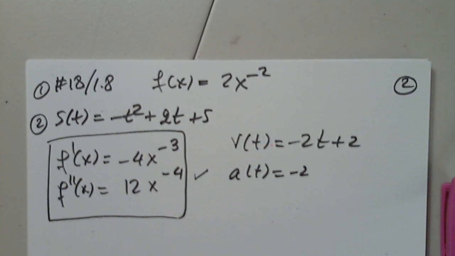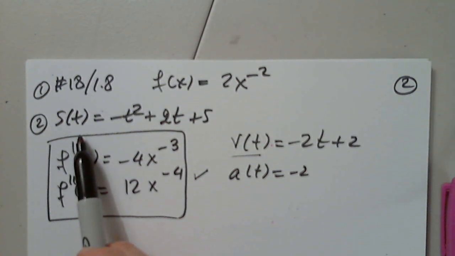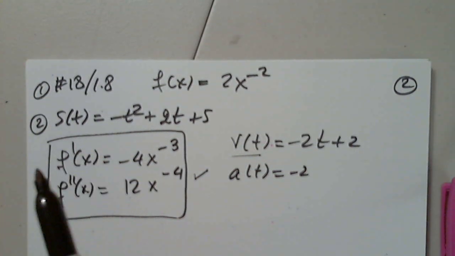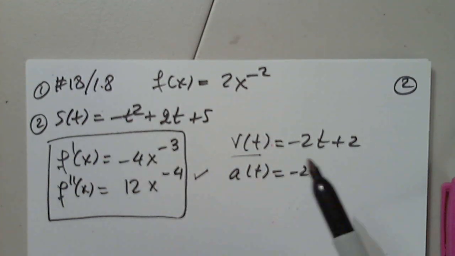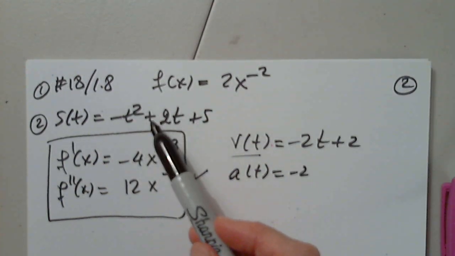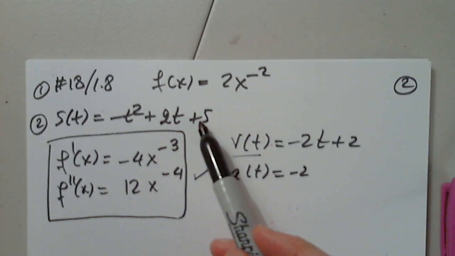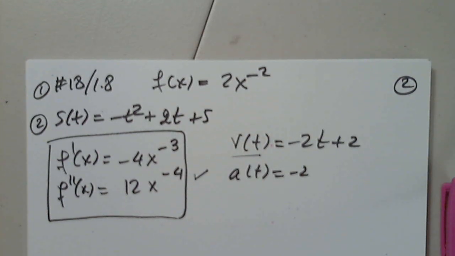It doesn't matter. I don't need to see the problem. But how did we get that? How do we get the velocity from the distance? Yeah. We bring down 2, we multiply by negative 1, we subtract 1 from the power, we differentiate 2t to get 2, we differentiate 5 to get 0. Oh, so it's the same thing as the other derivative. Oh, okay, I get it.